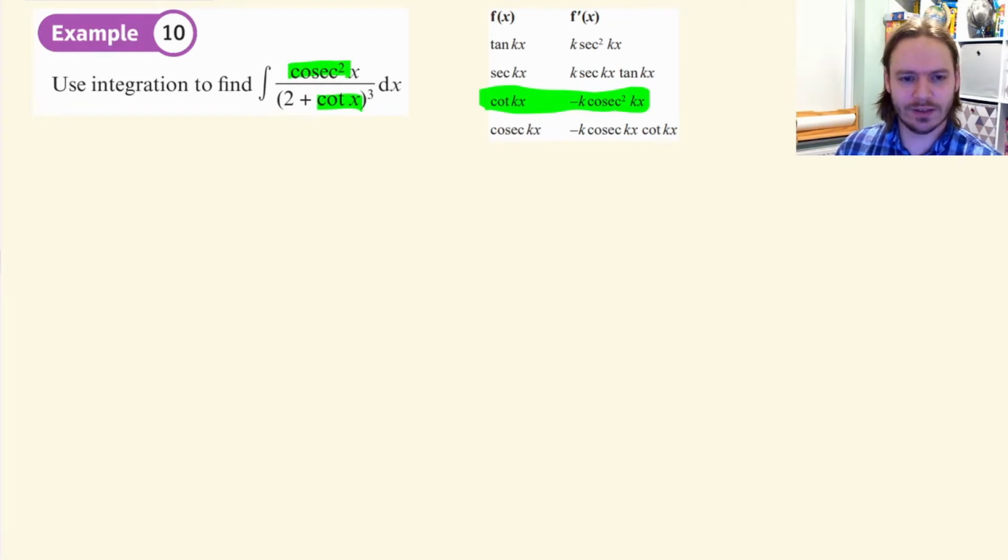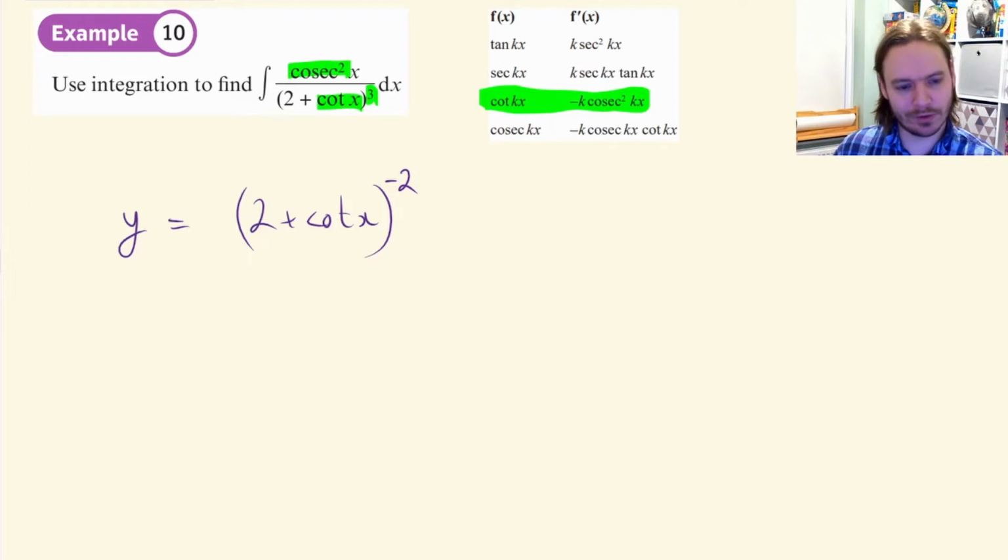What we have in addition is that the cot is on the bottom of a fraction, in the denominator, cubed. So we're probably looking at y equals this denominator, 2 plus cot x, to a power. This power is negative 3. So I probably need it to be negative 2, so that when I differentiate and drop the power, I end up with negative 3. So this is my guess. There'll be some coefficients to play around with, but we'll have a look at that.